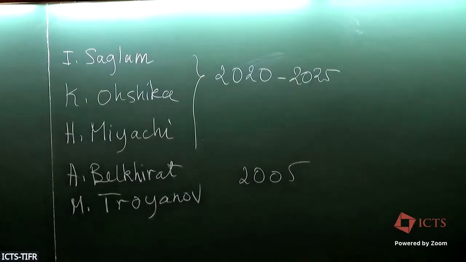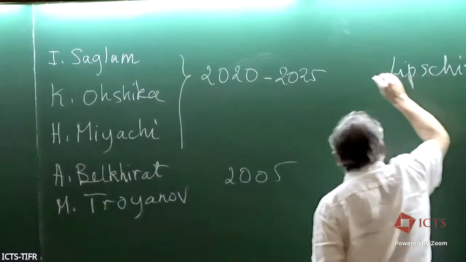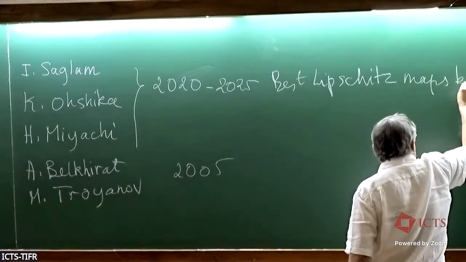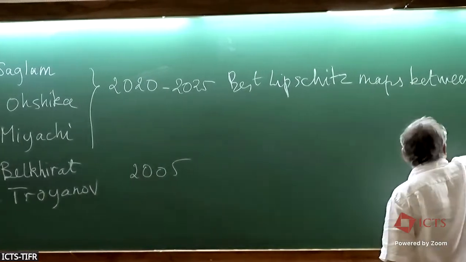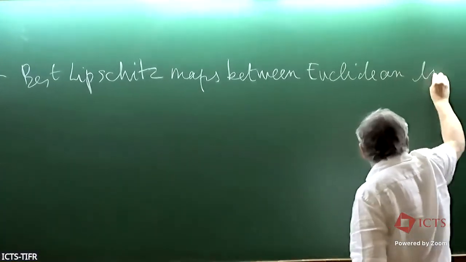There are several cases, in fact, which we considered. Some of them are very natural. And the first case is Lipschitz maps, well, best Lipschitz maps between Euclidean triangles.